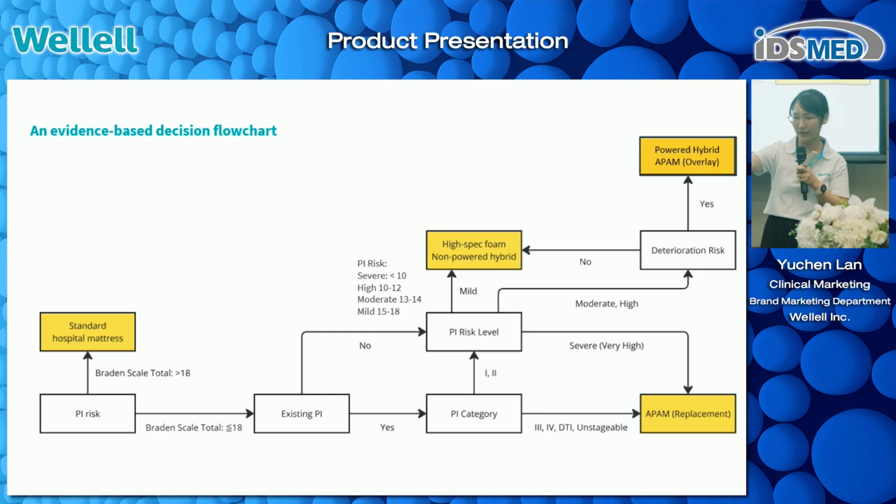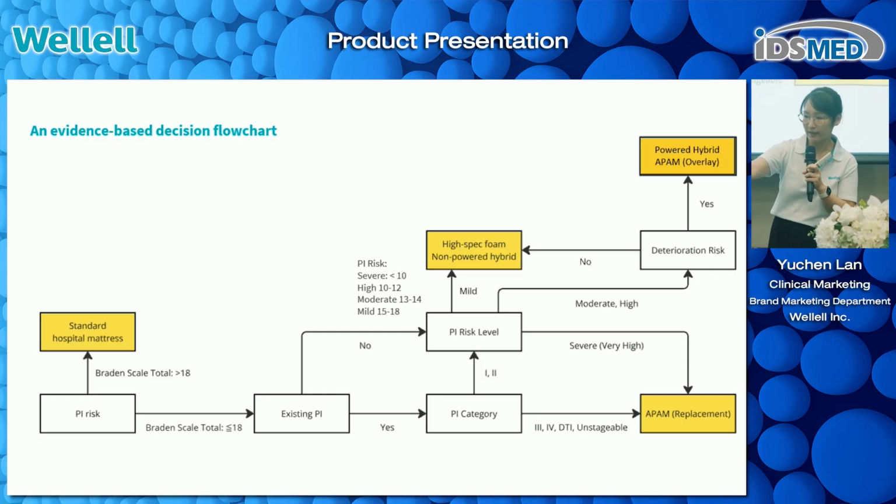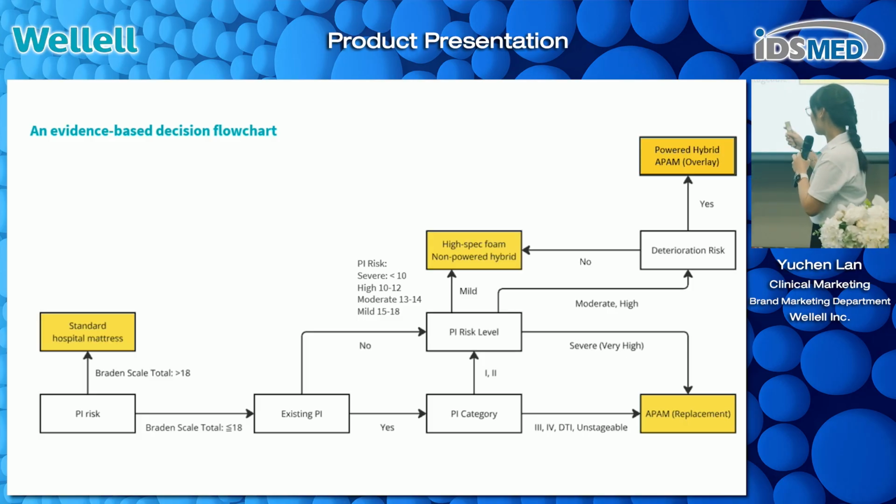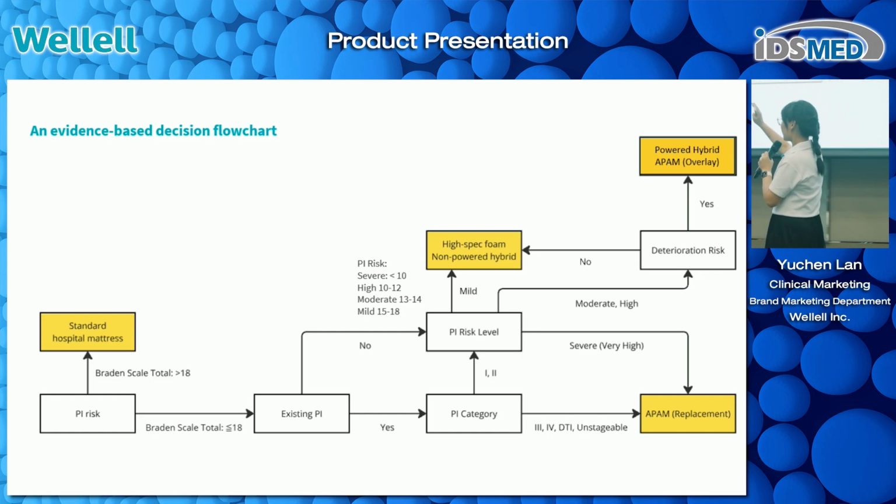So for example, like this one, we have the higher air cells or the double layer air mattress, so that it could prevent the patient from having bottoming out risks. So if the patient already has wounds and the wounds are at severe levels, we could suggest they use the replacement air mattress. And let's come back to here.